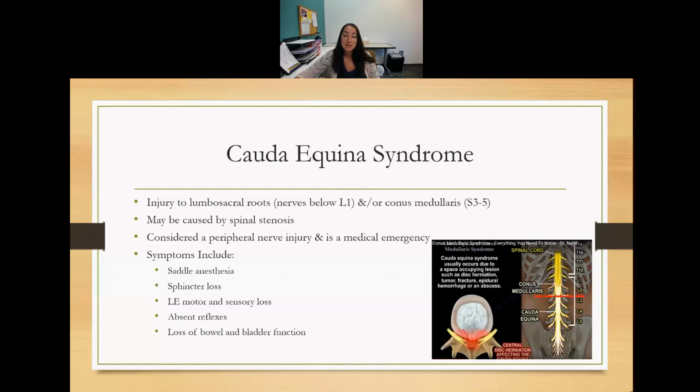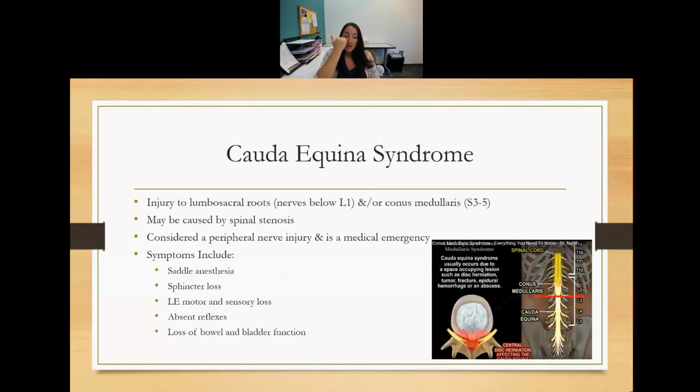It's considered a peripheral nerve injury because it's not the spinal cord itself. It's the nerves that have exited the spinal cord, but it is a medical emergency. If the pressure is not relieved and taken off the nerves, then the symptoms are irreversible. And the symptoms include saddle anesthesia, so numbness in all the areas that you don't want numbness, where a saddle would touch if you're riding the horse. Loss of sphincter control, so inability to stop defecation, but also inability to push out the matter as well, to open and push out and defecate.